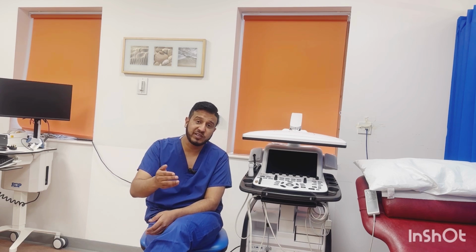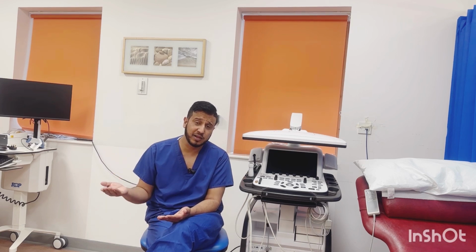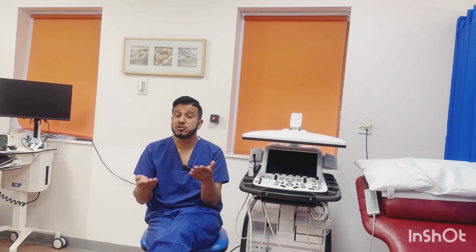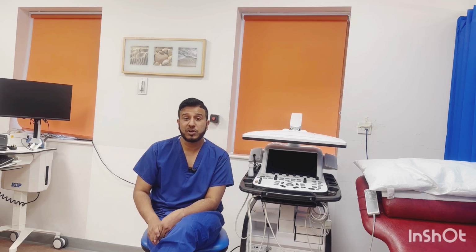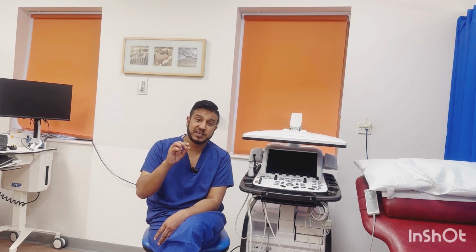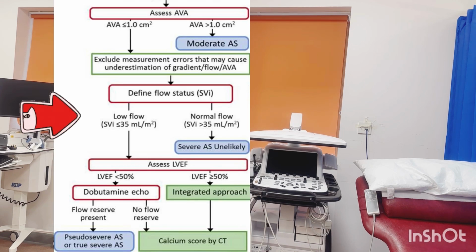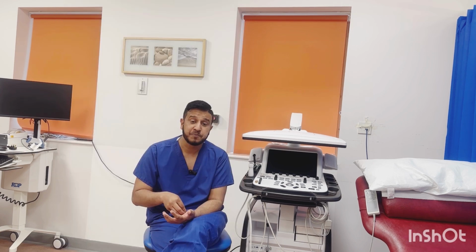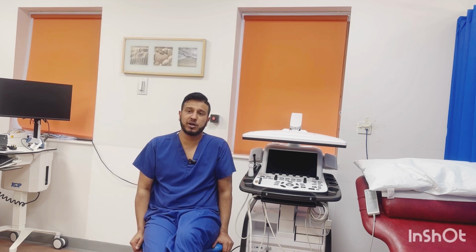Once you check everything, but you still see a discrepancy, where the gradients are in the moderate range but your valve area is severe, now you need to look at the stroke volume first. You need to calculate the LVOT stroke volume. There is a number, 35 ml per meter squared. It's an index number, so a stroke volume index of 35. If the stroke volume is less than 35 ml per meter squared, it means the patient is in a low flow state. And if your stroke volume is more than 35, it means the stroke volume is normal. So first we will go towards the normal stroke volume.